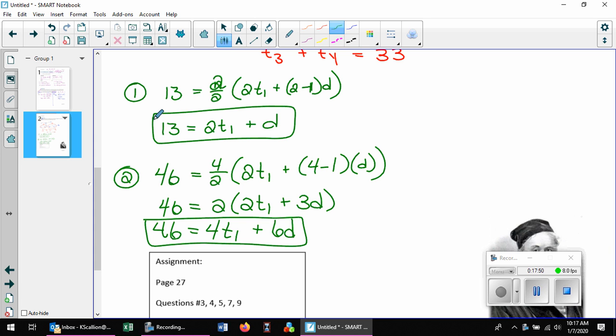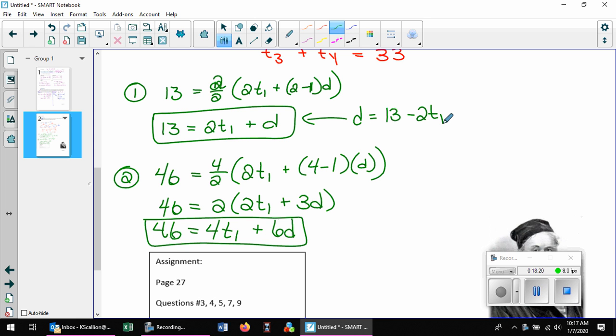What am I going to do? Either eliminate or substitute. I think I'll rejig this one so that it's equal to d. So this I'm going to rearrange to d is equal to 13 minus 2t1. Rearrange it to a single variable.